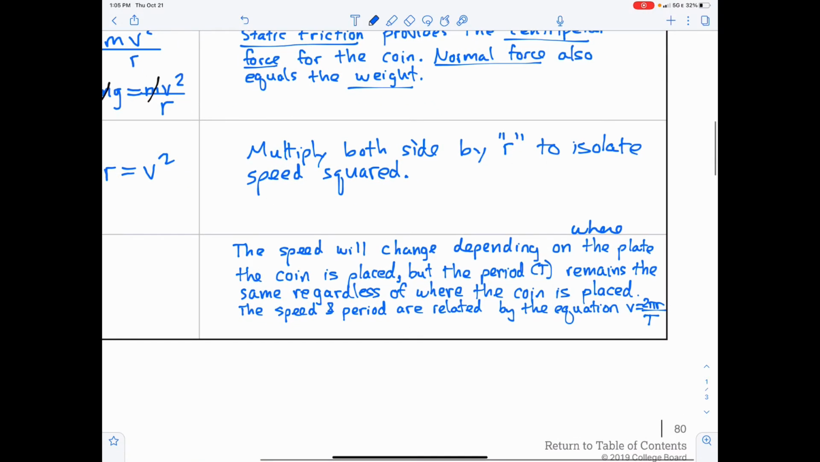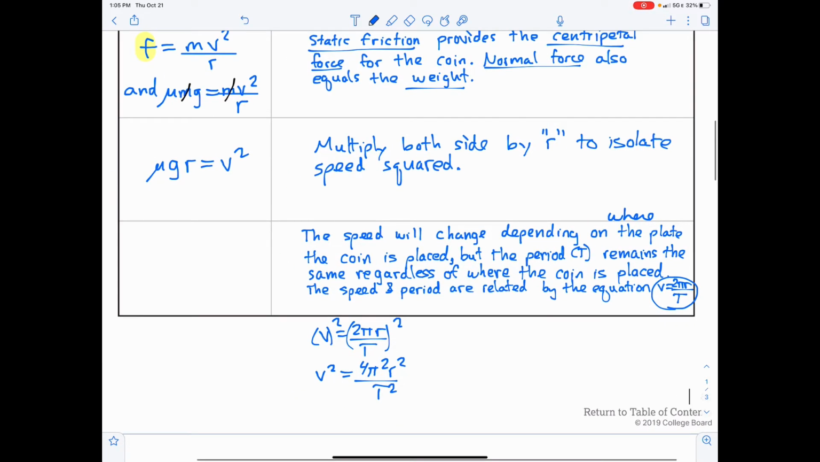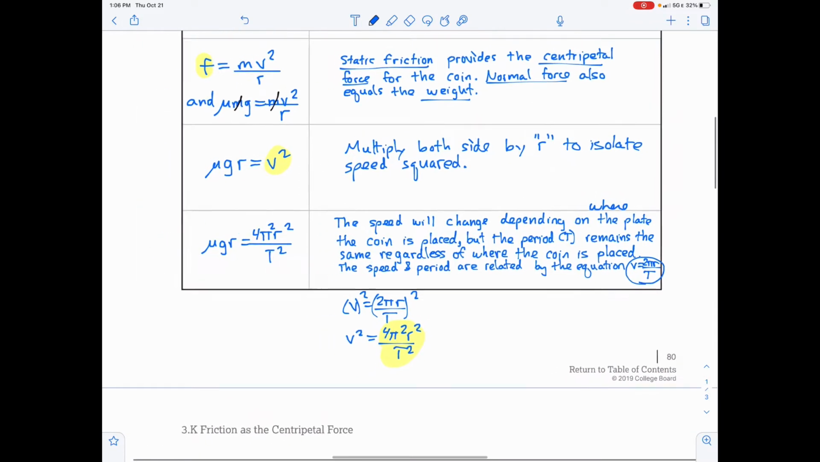And so what we're going to do is take 2 pi r over T and square everything. So v equals 2 pi r over T, and we're going to square this side and we're going to square this side. And we get v squared equals 4 pi squared r squared over T squared. And we will substitute this for v squared. Okay, and so we get mu g r equals 4 pi squared r squared over T squared.